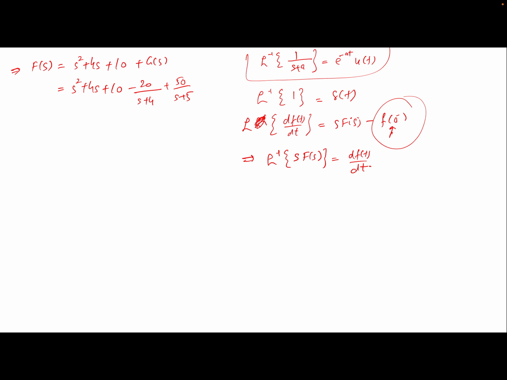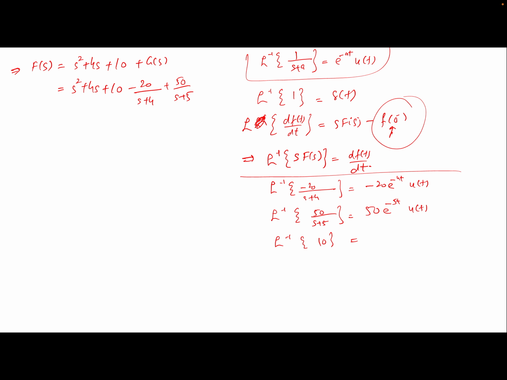All right, so let's do this. Laplace inverse of, starting with, minus 20 over s plus 4 should be minus 20 e raised to the power minus 4t u(t). Laplace inverse of 50 over s plus 5 should be 50 e raised to the power minus 5t u(t). Laplace inverse of 10 should be, using this, 10 times the unit impulse function.